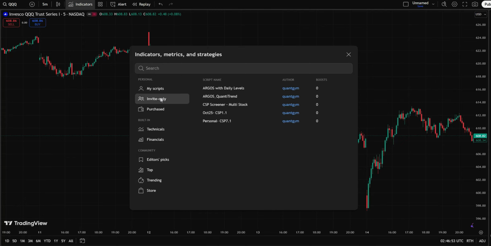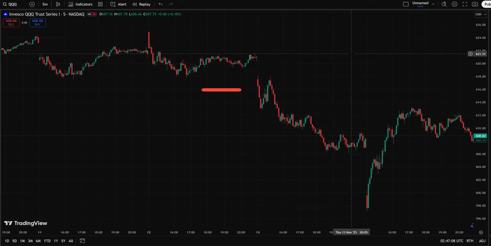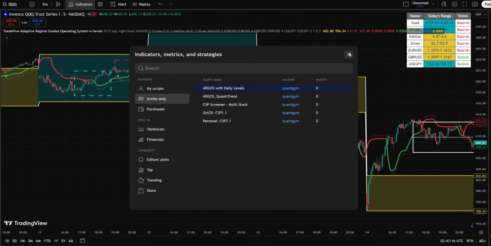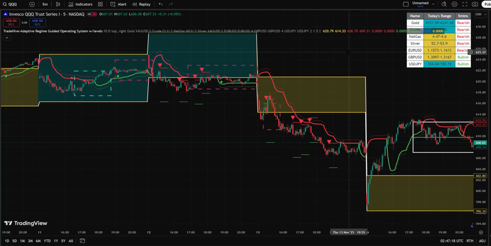Go to invite only. You will see this ARGOS daily level, which is here, not the rest, this one. So this particular indicator you need to attach to your chart. So what you need to do: indicators, invite only, and go to Argos daily levels. You will see something like this attached on your chart.